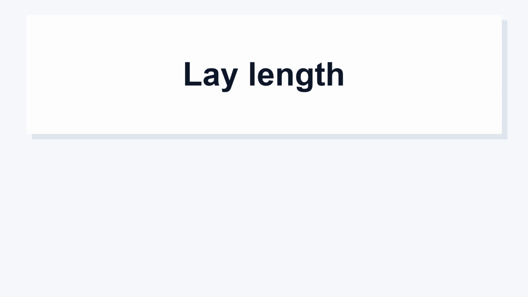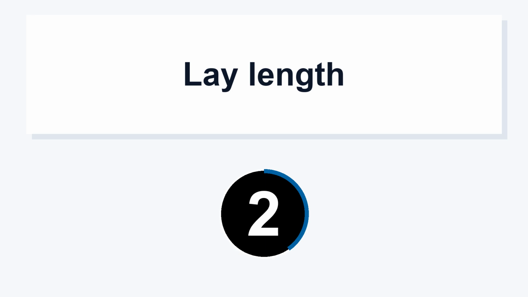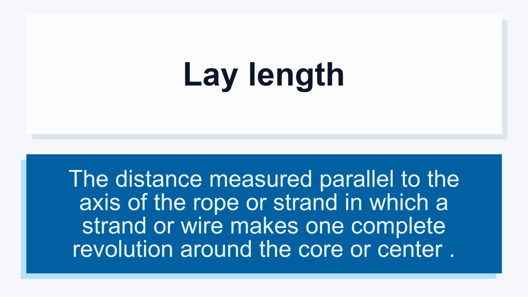Lay length. The distance measured parallel to the axis of the rope or strand in which a strand or wire makes one complete revolution around the core or center.